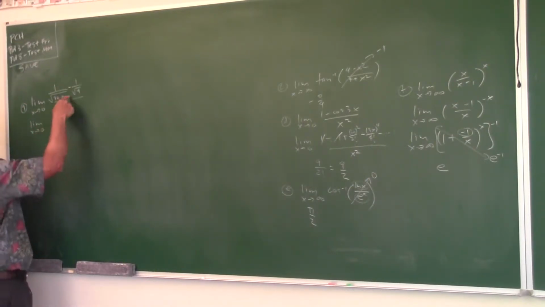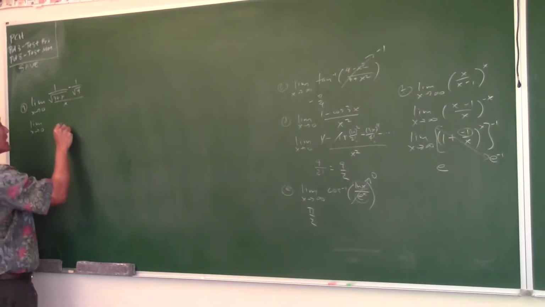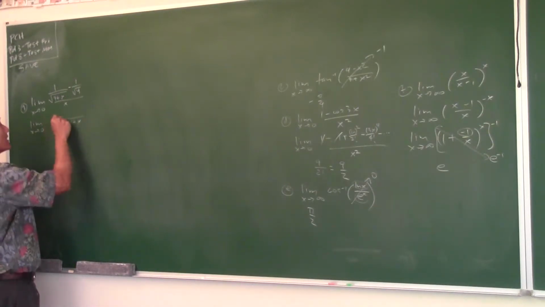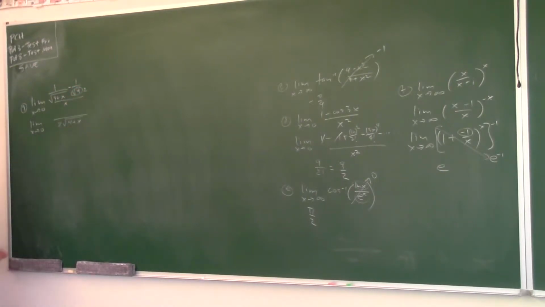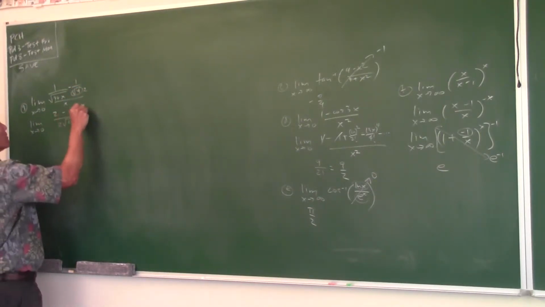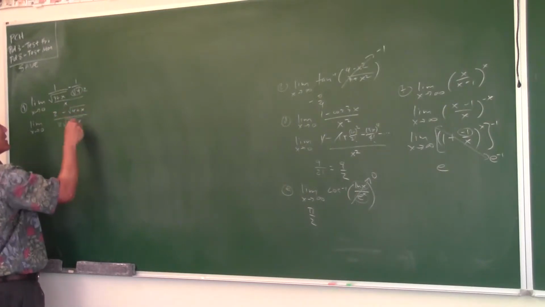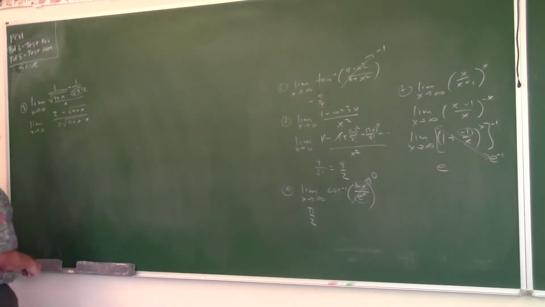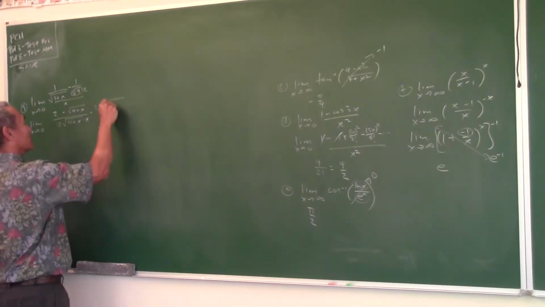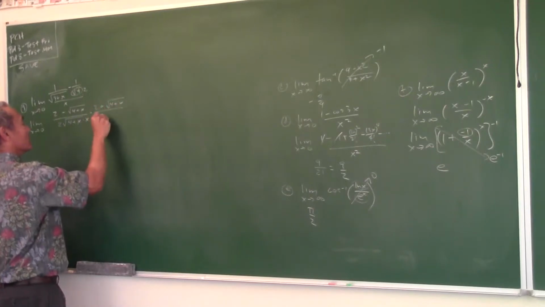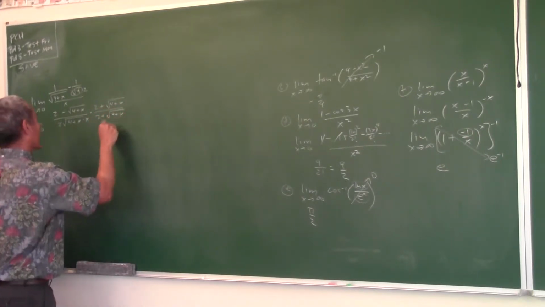So what do you do when you subtract fractions? You make a least common denominator. Okay, and then, so this is 2, right? Square root of 4 is 2. So 2 minus the square root of 4 plus x, and when you divide by x, the x goes down here. So what do we do? Multiply by the conjugate, because I have a radical here. So 2 plus root 4 plus x, 2 plus root 4 plus x.